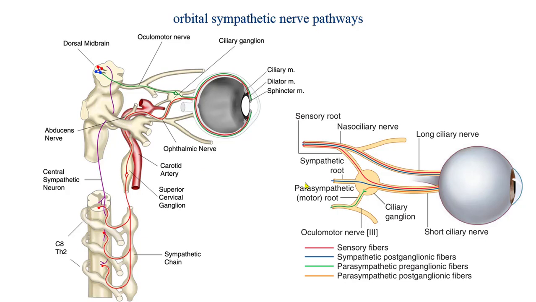Nerves destined for the dilator pupillae muscle reach the eyeball either by the long ciliary nerves or by passing with sensory branches from the nasociliary nerve through the ciliary ganglion and onto the dilator pupillae muscle located within the iris via the short ciliary nerves.